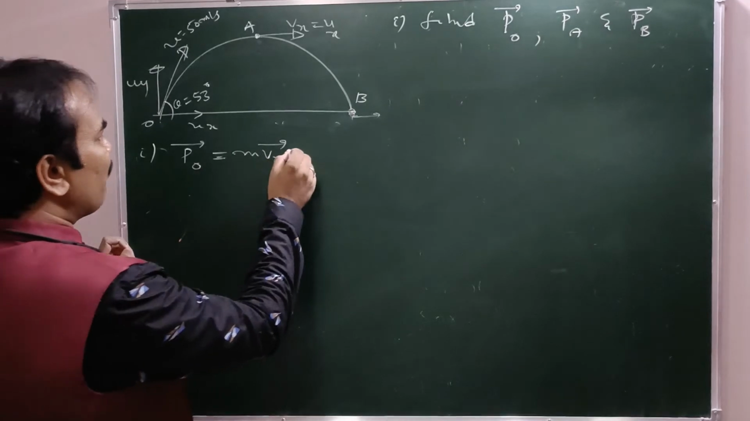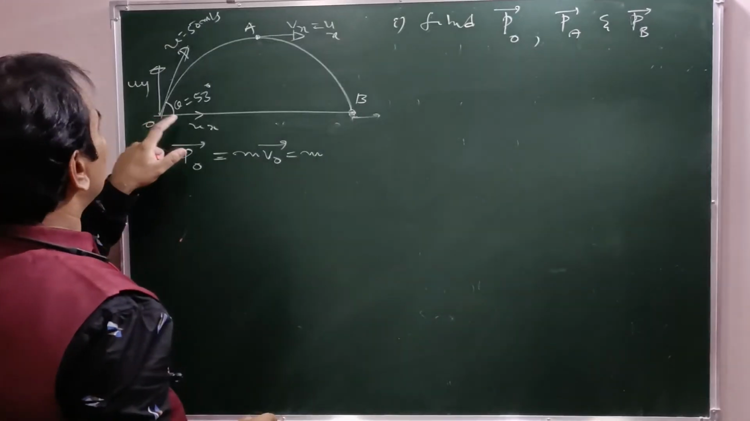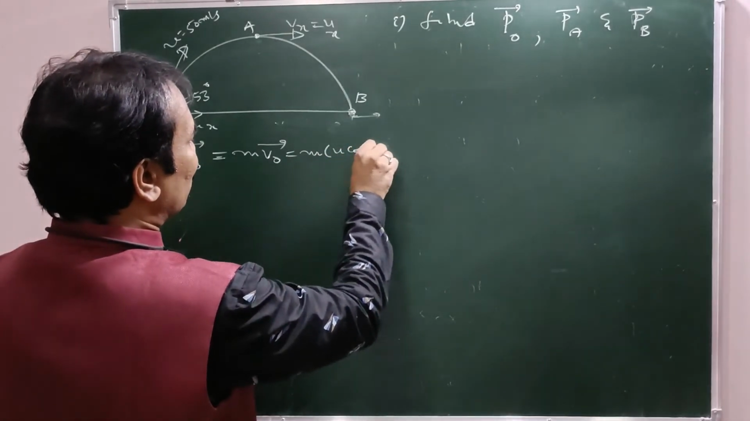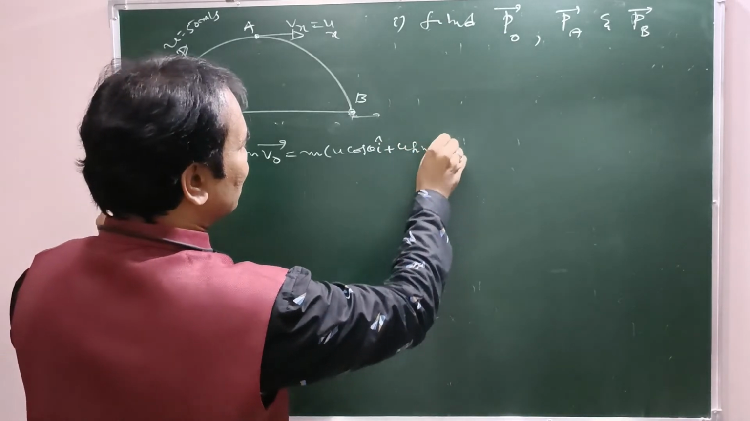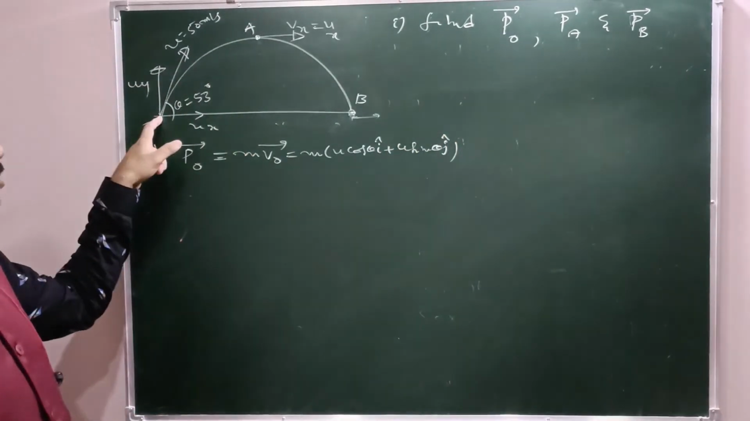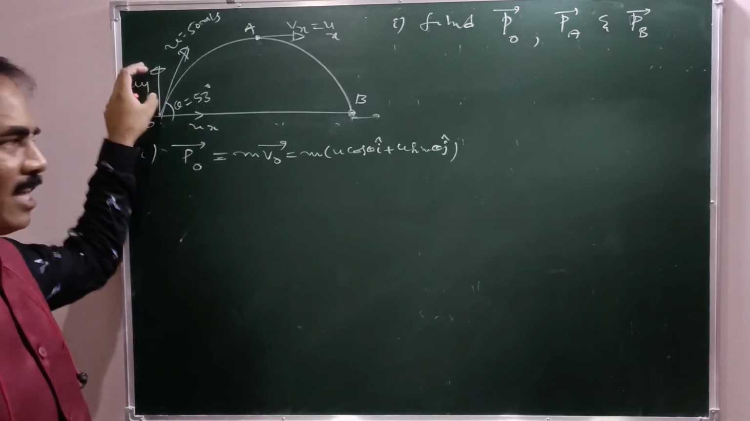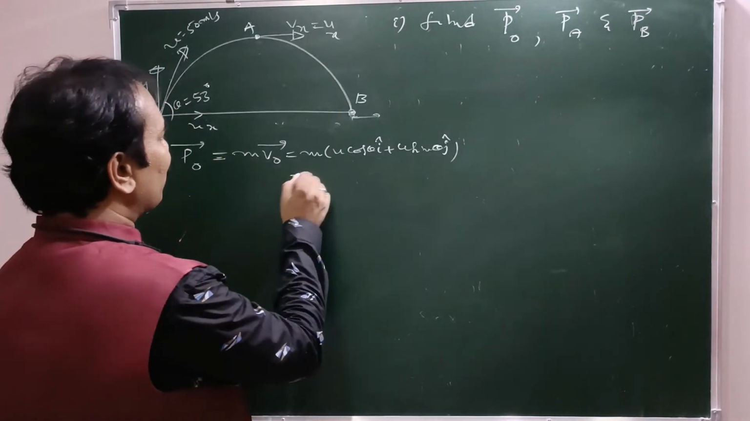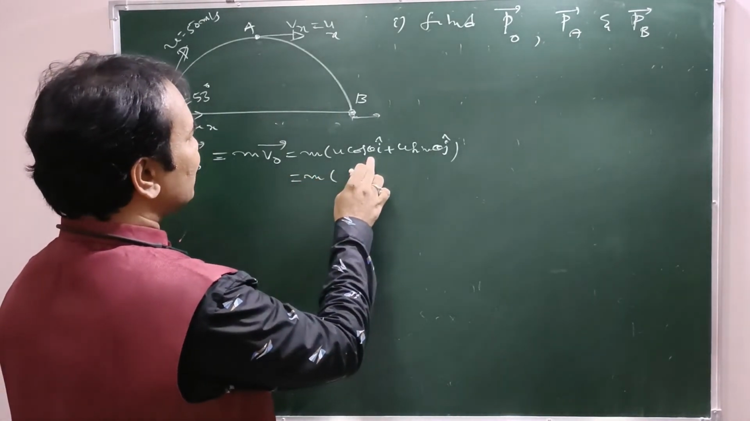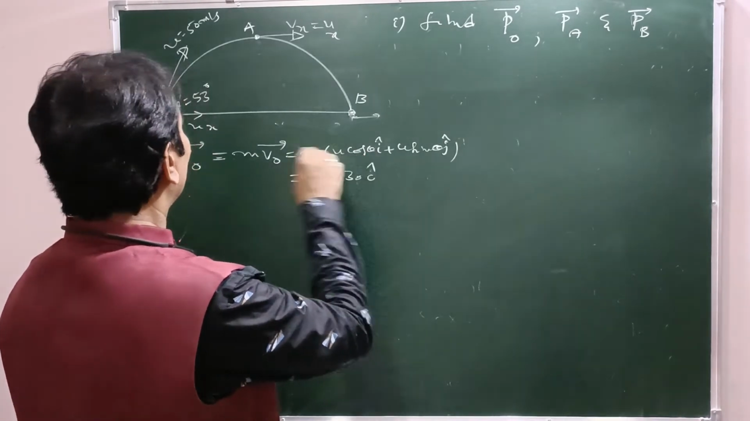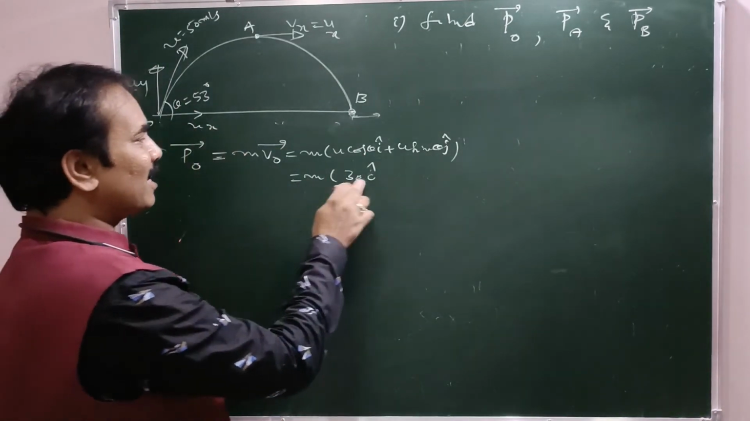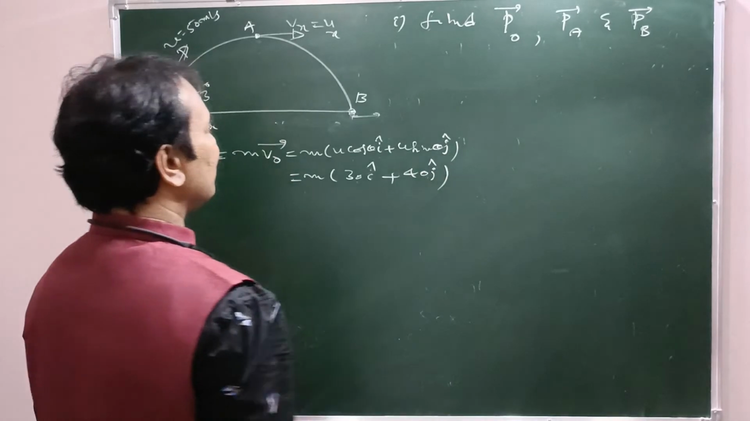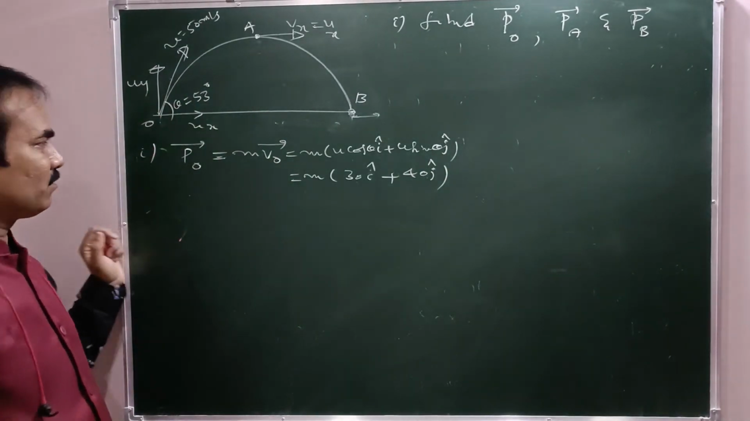That is M into velocity at O, meaning U cos theta into I plus U sin theta into J. Velocity at O means Ux into I cap plus Uy into J cap, that is U cos theta into I plus U sin theta into J. We already found here M into U cos theta is 30I, calculated in the previous session, plus M U sin theta is 40J. That's the momentum at O.